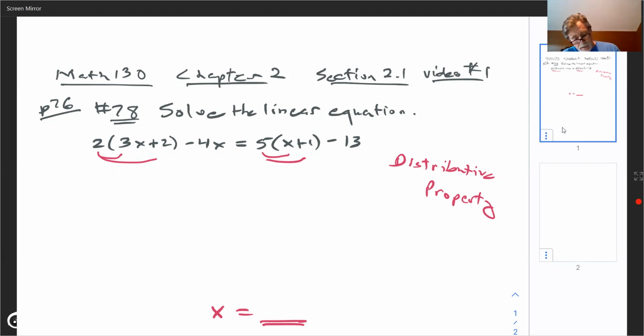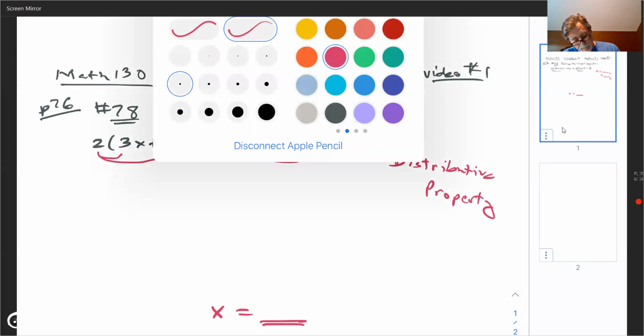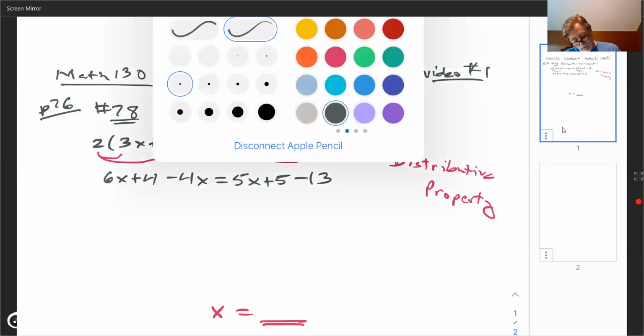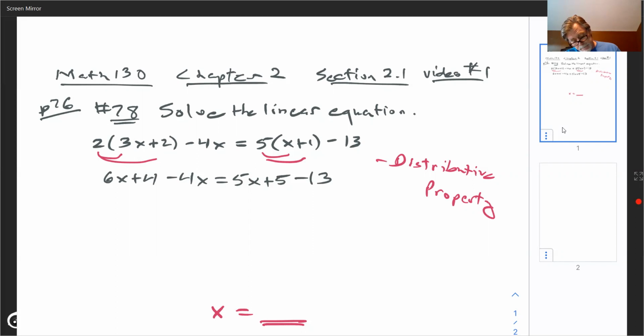So we end up with, let's see what we got. We've got 6x plus 4 minus 4x is 5x plus 5 minus 13. So it's really 2 times 3x is 6x, and 2 times 2 is 4, of course. I personally, at this point, like to combine like terms on either side.